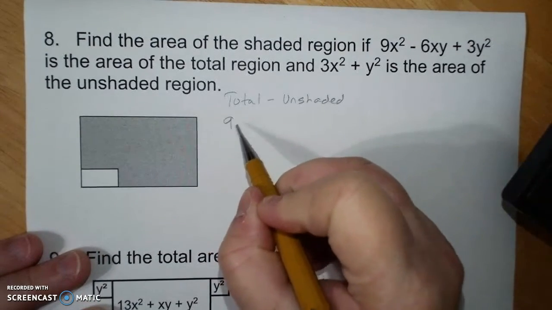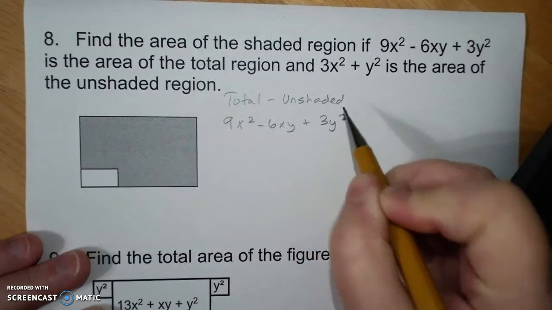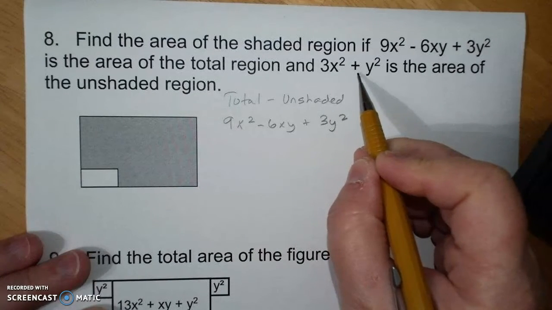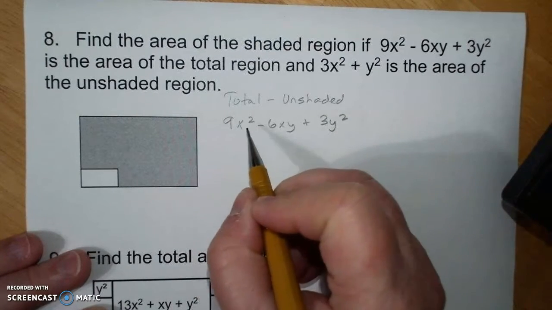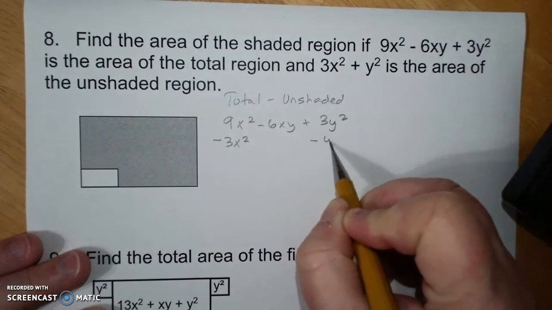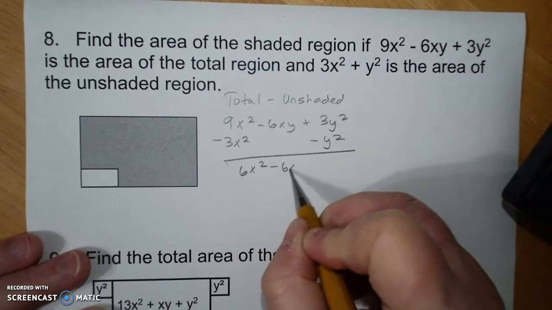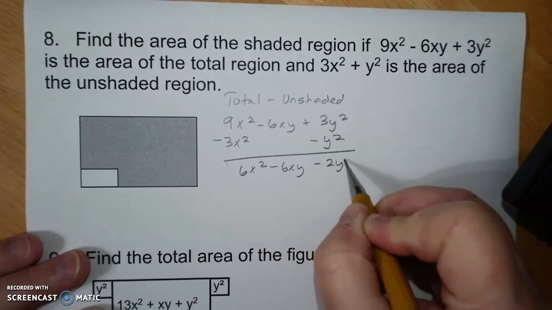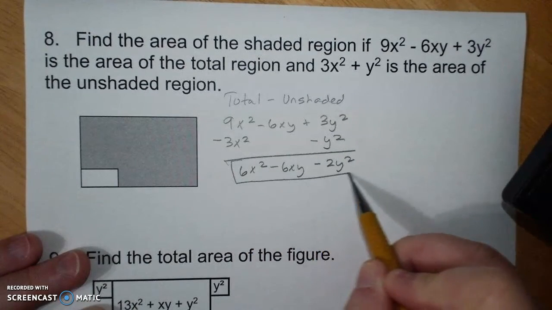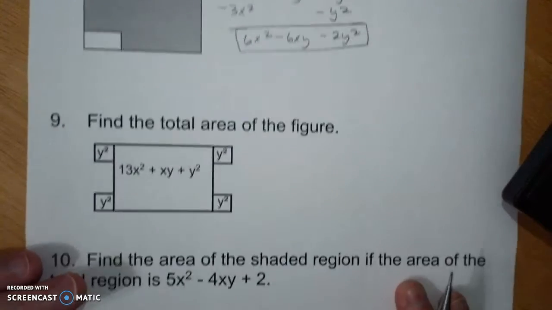And so the total is 9x squared minus 6xy plus 3y squared. You're going to subtract, so I'm going to put them underneath who they go underneath and subtract it. I do it vertical. So it's minus 3x squared and minus y squared, which gives me 6x squared minus 6xy minus 2y squared, and that is the area of the unshaded region. And when you combine like terms, you don't have to match up every single one of them.